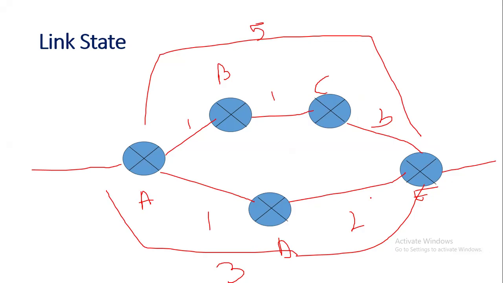The routers in the network topology directly choose which path is good to reach the packet to the destination. By using this algorithm, they directly select the path. That is what happens for shortest path first in link state, and you will get very, very fast convergence.